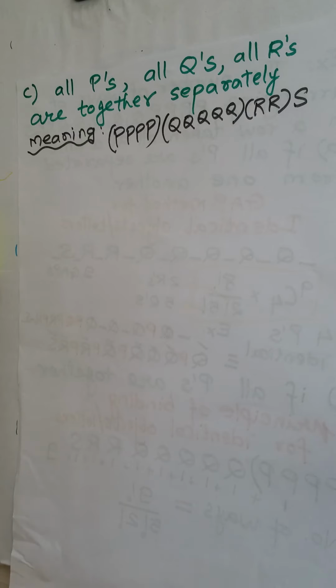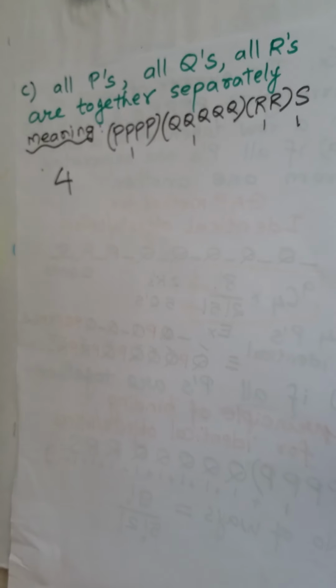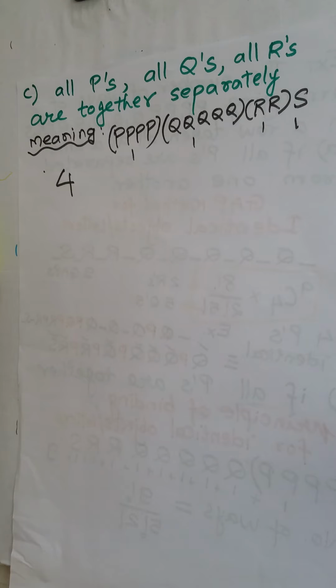So how many objects are there for binding? 4 P's considered as 1, 5 Q's 1, 2 R's 1, 1 S 1. So total 4 objects, which can be arranged in how many ways? Yes, 4 factorial ways. Anything else which needs to be multiplied apart from 4 factorial? Nothing, because 4 P's can be arranged among themselves in one way only, Q's and R's also. So 4 factorial is the final answer. Now let's see part D for this.